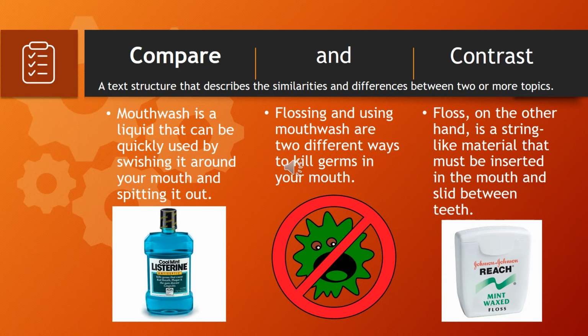In a compare and contrast text structure, we're describing the similarities and differences between two or more topics. So let's look at the example. Mouthwash is a liquid that can quickly be used by swishing it around in your mouth and spitting it out. Floss, on the other hand, is a string-like material that must be inserted in the mouth and slip between teeth. Flossing and using mouthwash are two different ways to kill germs in your mouth. So it's comparing mouthwash and floss and contrasting them to show how they're different.